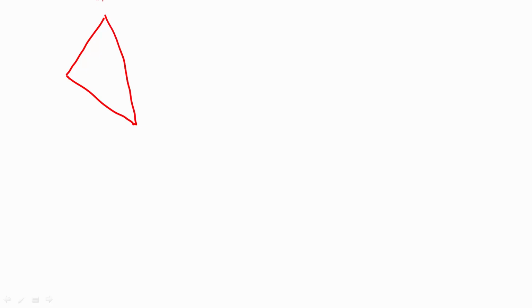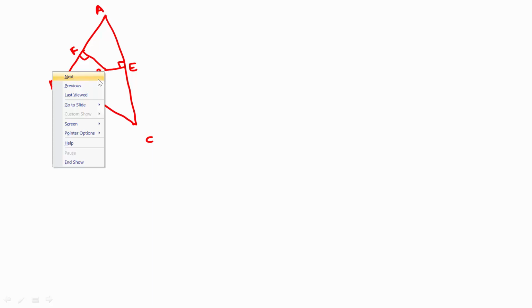This is your triangle ABC, A, B, C, and O is the point here. OE is perpendicular to AC, and OF is perpendicular to AB. This is the perpendicular line, and this is also a perpendicular line. This is OF, and OD is perpendicular to BC. This is a perpendicular line.